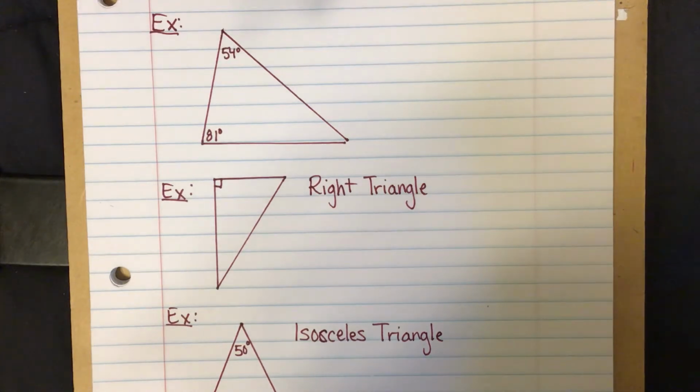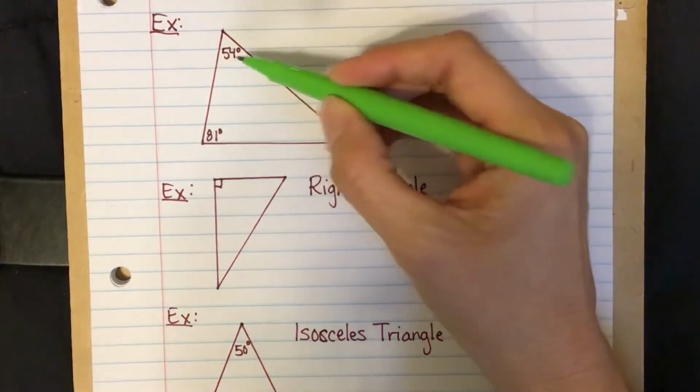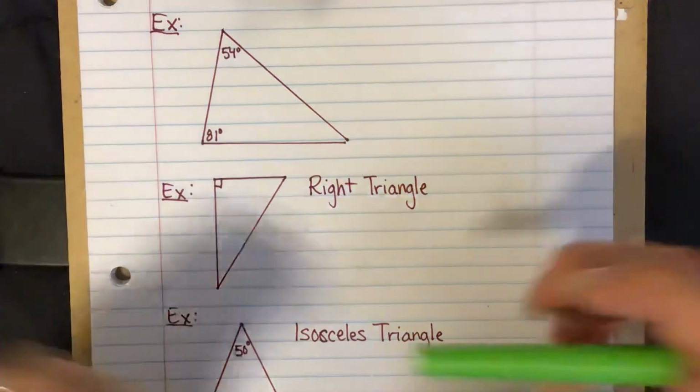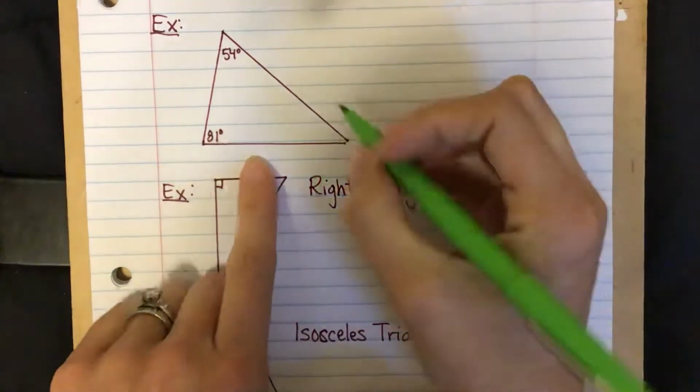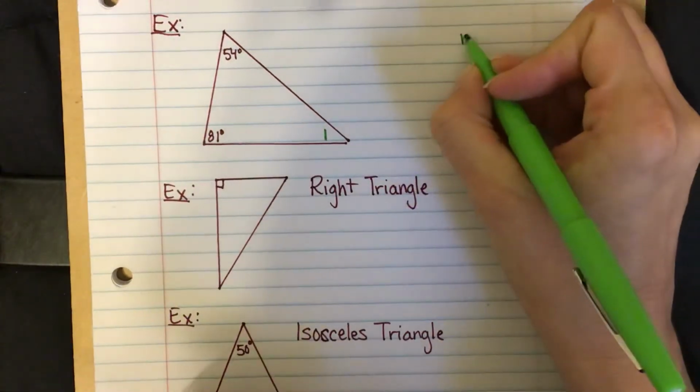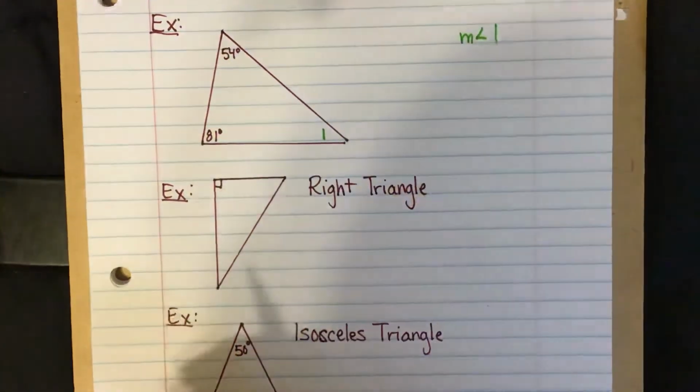Just a reminder, the Triangle Sum Theorem states that the measure of all the interior angles of a triangle adds to 180 degrees. You just saw a video that proves that, and so now we're going to use it. So we're going to find this missing angle right here. We're going to call it angle 1. So we want to find the measure of angle 1.